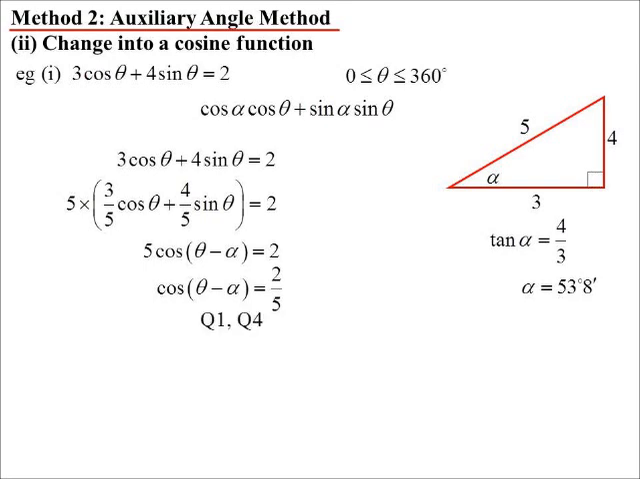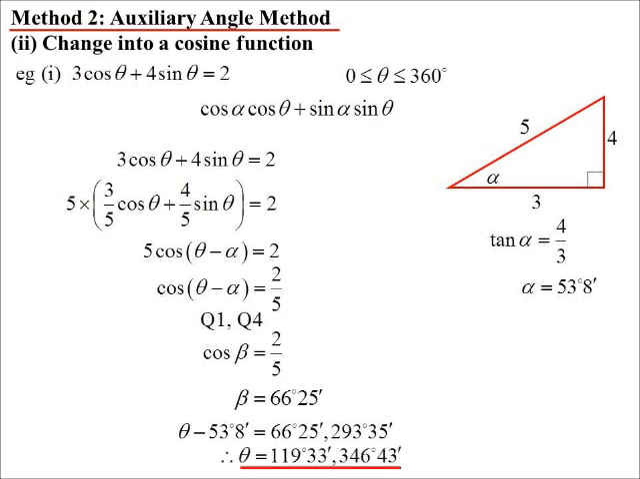So I'm in the first quadrant and the fourth quadrant. The acute angle is 66.25. So theta minus 53 degrees 8 is 66.25 or 293.35. Add 53.8 to both and we get the two answers that we were looking for.